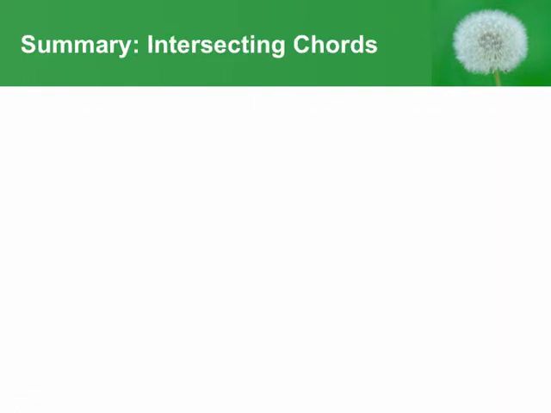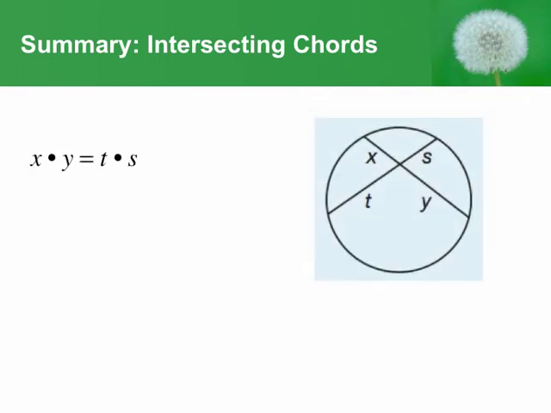Okay, so let's summarize what we just talked about with intersecting chords. In a circle, if two chords intersect, then the product of their chord segments should be equal. In other words, in the picture shown, x times y should equal t times s.